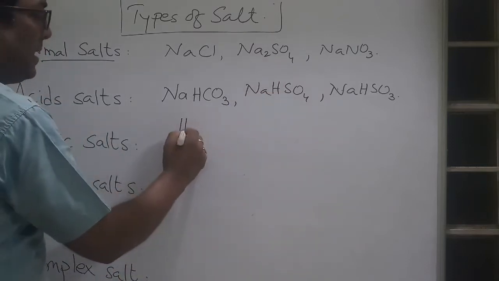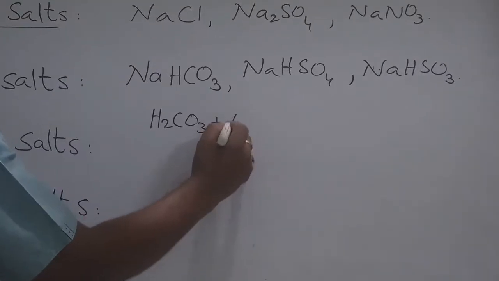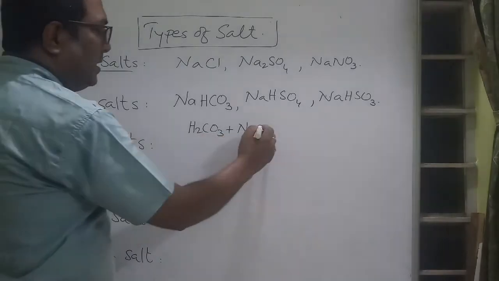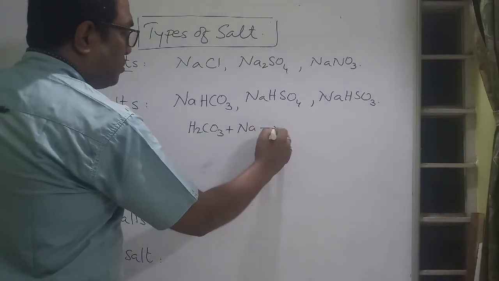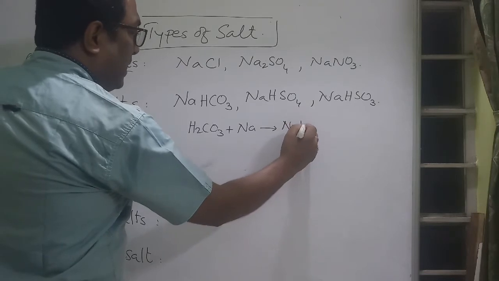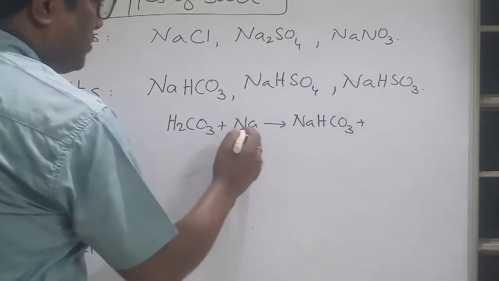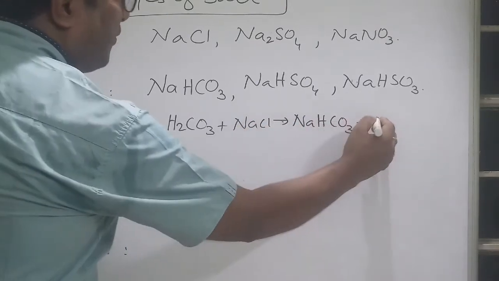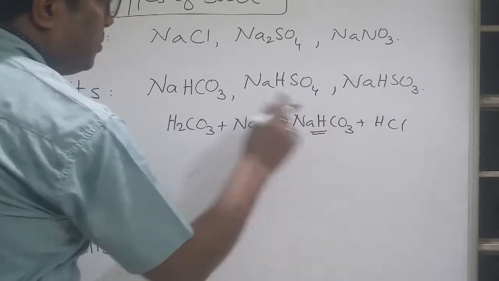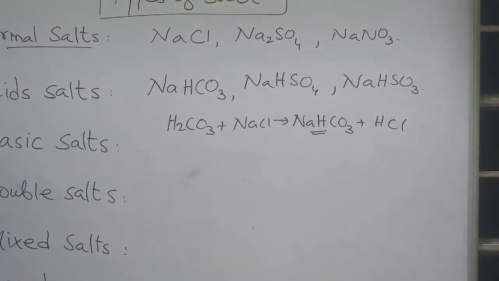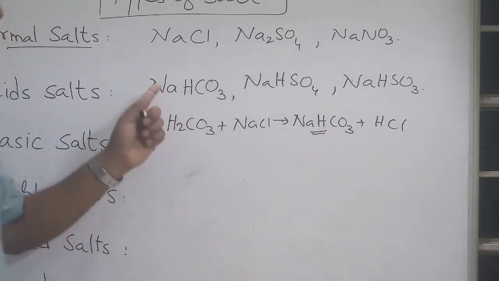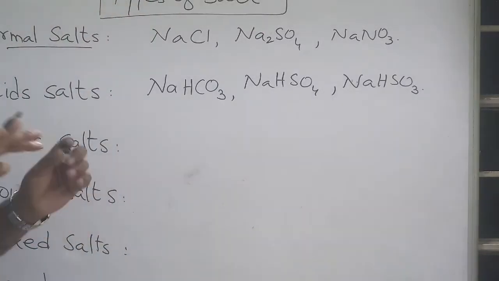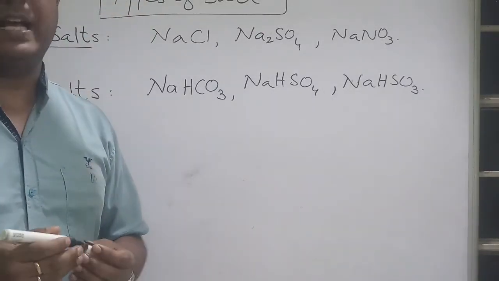If I take an example like H2CO3 and add sodium to it, it is going to react to produce NaHCO3. And if I take NaCl, it is going to form HCl. So there is no complete replacement of the hydrogen. There is a partial replacement of hydrogen. So this type of salt is formed by the incomplete replacement of the hydrogen atom.